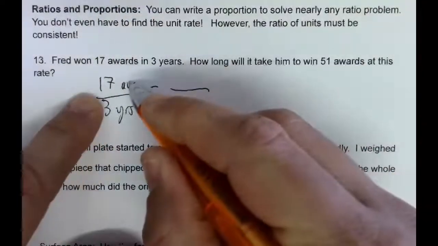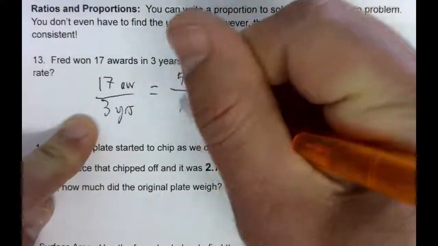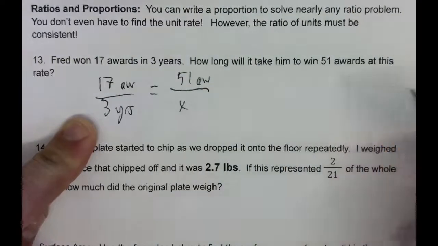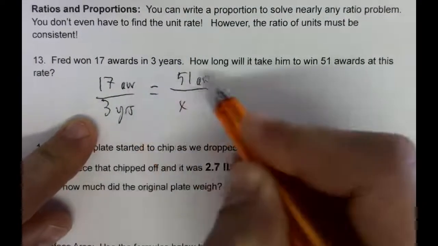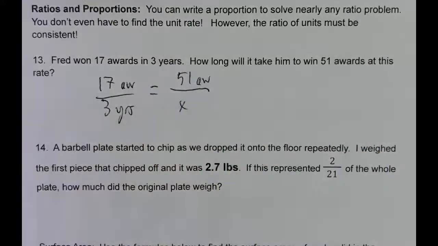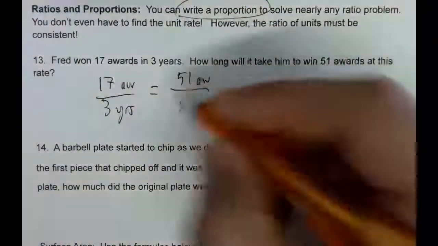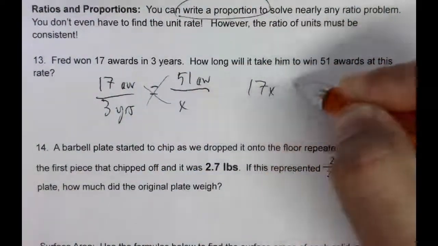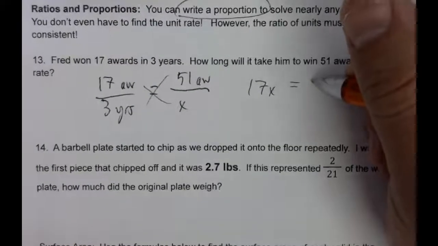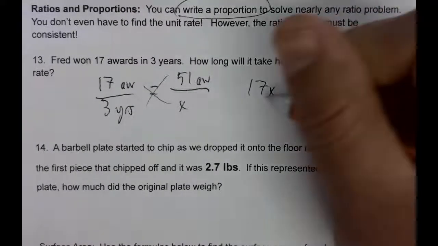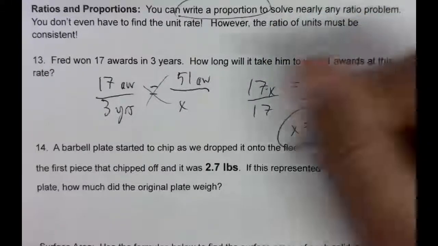Okay, so you notice I did awards over years. I'm going to have to do 51 awards over X years. T years, whatever letter you want to use. The key here is that I did awards over years. I have to do that on both sides. That's it. That's all you do to write the proportion. And then to solve it, we're going to cross multiply. So I have 17x equals 51 times 3, or 153. And so when we divide by 17, because we're multiplying, we're going to get x equals 9.